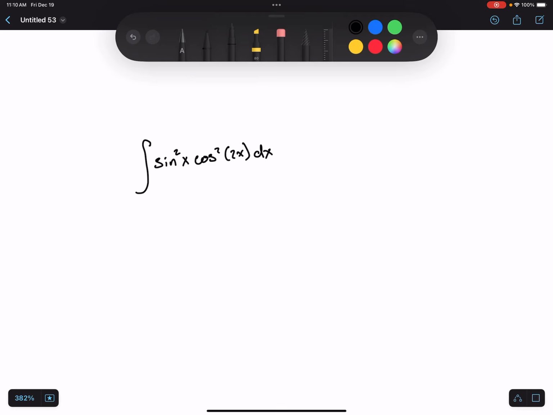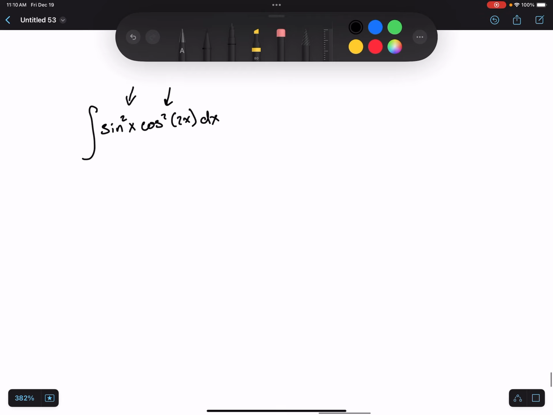We're given a trig integral, sine squared x cosine squared 2x, which deals with two trig entities that both are squared. We have sine squared and cosine squared. Because they're both squared, I think it would be best for us to tackle this by using some trig double angle identities in order to step them down and make them easier to integrate.